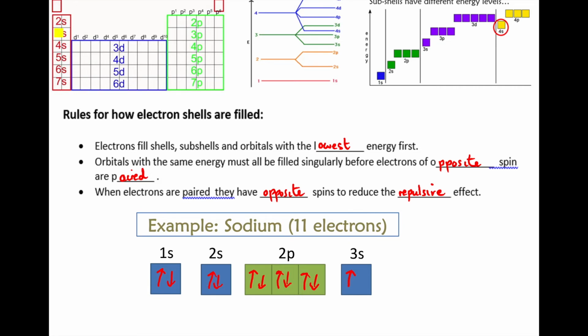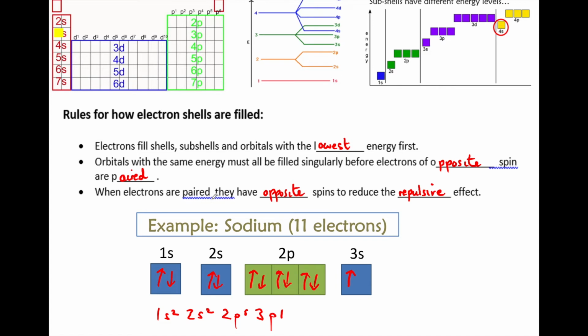So we've got the S shell full on the first shell, we've got the S shell full on the second shell, we've got the whole of the second P shell full, and then we've got the first of the third shell, S shell. So you can use the periodic table to easily write that: 1s2, 2s2, 2p6 because all of the P shell is full, and then we've just got the 3s1.